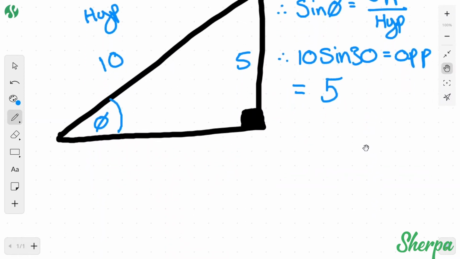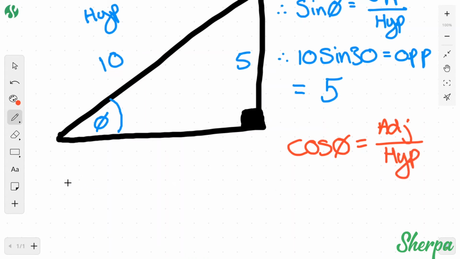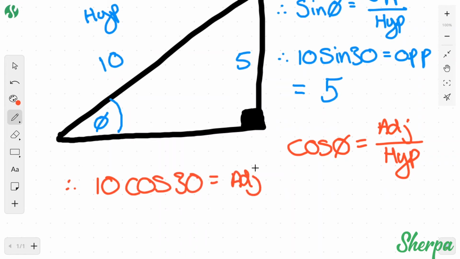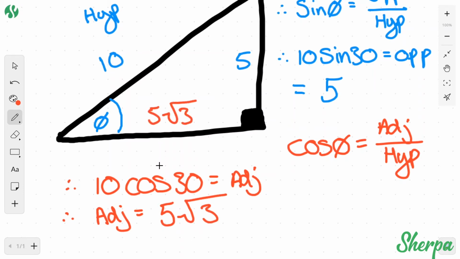Next, let's take a look at the adjacent. So, using CAH, I know cos theta equals the adjacent over the hypotenuse. So again, if I times it by the hypotenuse, so that 10 cos 30 equals the adjacent, I'll be able to find that length. Now in this case, cos 30 is a little bit more complex to remember. It's root 3 over 2. So when I do 10 times root 3 over 2, I get 5 root 3. And I have my length.